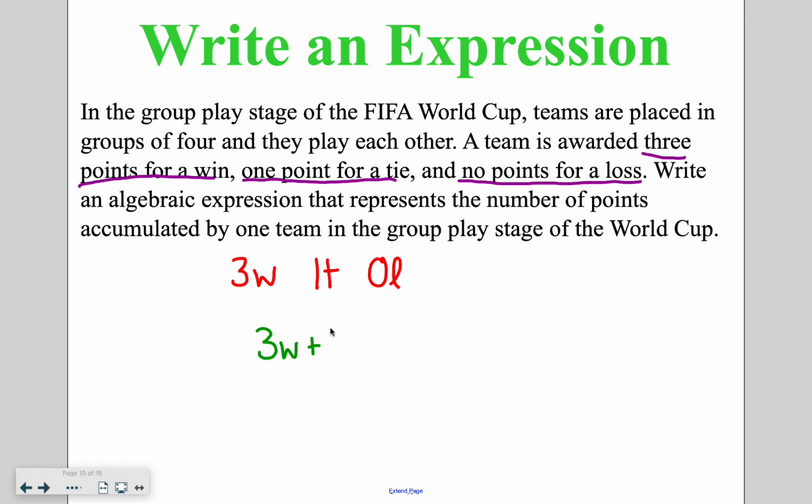Since it's 1T, you could write it as 1T, or you can drop the coefficient there. You can drop that number because it's 1. Then plus 0 times the number of losses. They don't get any points for a loss. Adding on 0 is not going to change our expression. So our final expression is 3W plus T.